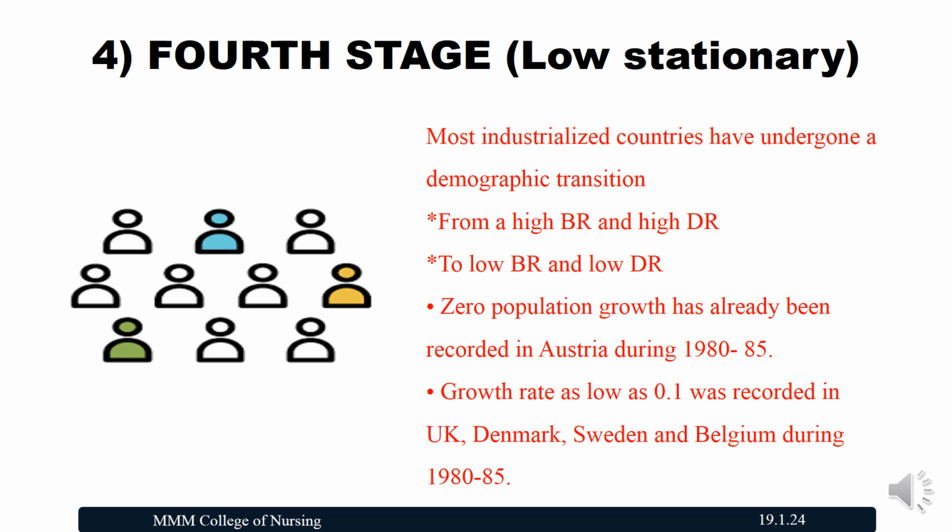Most industrialized countries have undergone the demographic transition from high birth rate and high death rate to low birth rate and low death rate. Zero population growth was already recorded in Austria during 1980 to 85. A growth rate as low as 0.1 was recorded in the UK, Denmark, Sweden and Belgium during 80 to 85. These countries all come under the low stationary stage.